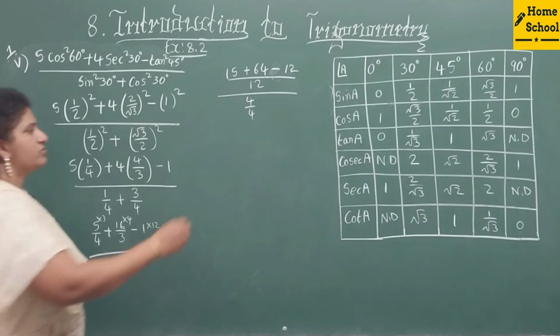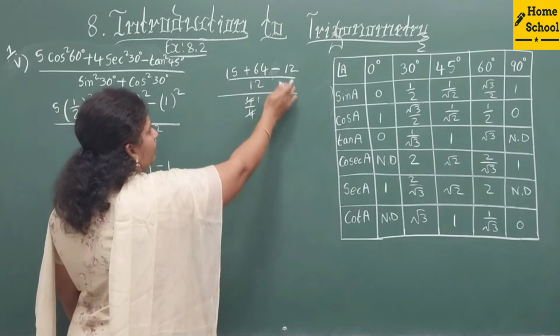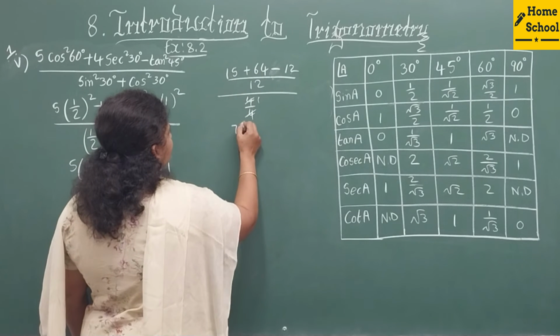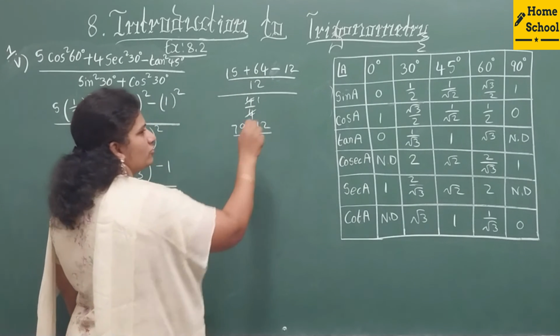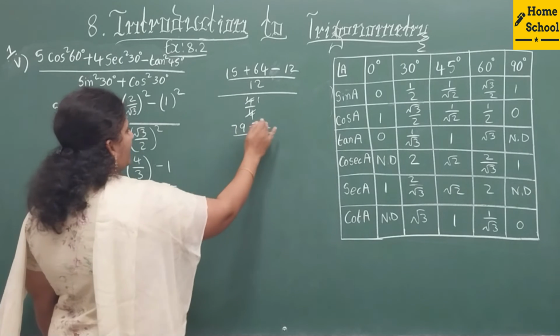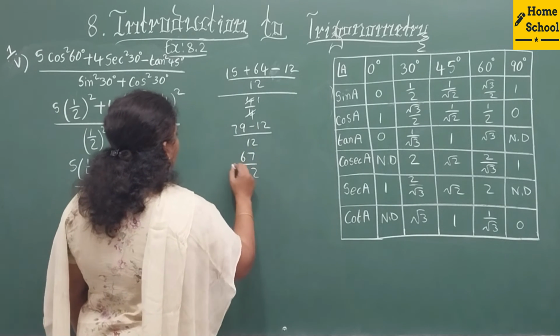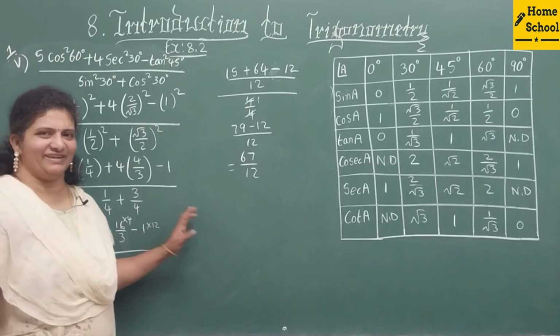That's it. So 4 ones are 4, cancel, denominator became 1 here. And now this one, 15 plus 64 will be 79 minus 12 by 12. Please don't cancel 12. 79 minus 12, it will be 67 by 12. That is your answer. With this, we complete our first main.